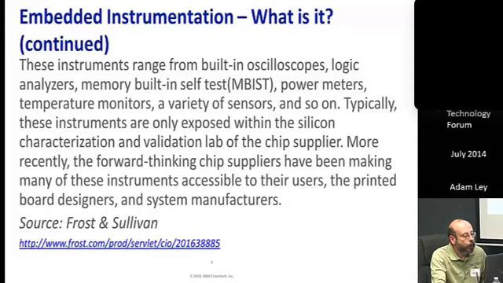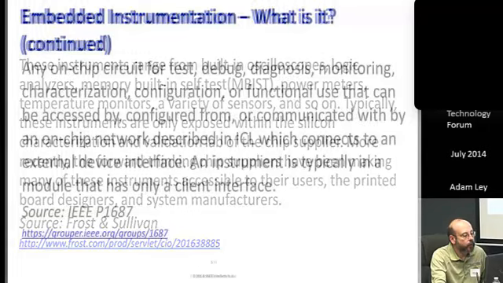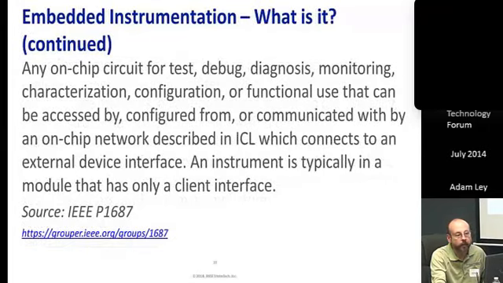One group that we follow closely at Asset and that I've had some involvement with is IEEE P1687, what's called the IJTAG group. They define embedded instrumentation as any on-chip circuit for test, debug, diagnosis, monitoring, characterization, configuration, or functional use. Note here that they extend beyond the validation, test, and debug realm and extend into functions that are actually inherent to the mission in some cases.